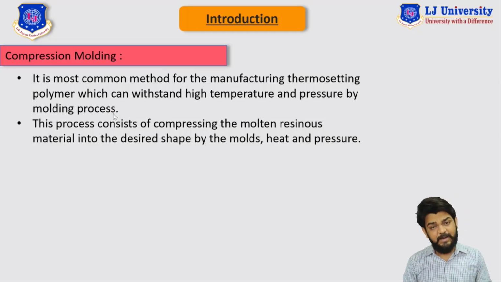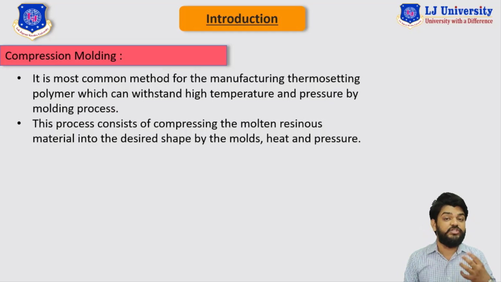So this is the compression molding technique, which is more suitable for the thermosetting type of polymer. Now, what do we mean by thermosetting polymers? We have already understood in the first chapter. Thermosetting polymers are a kind of polymer which do not undergo any deformation, or their shape cannot be changed by application of heat. Right?